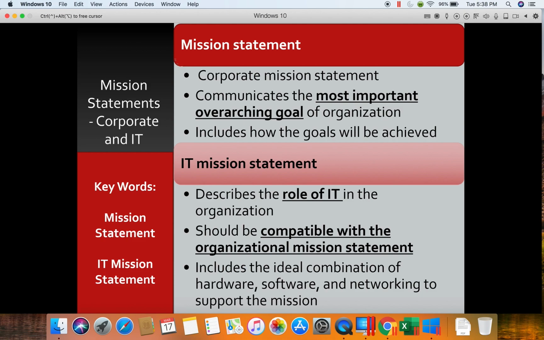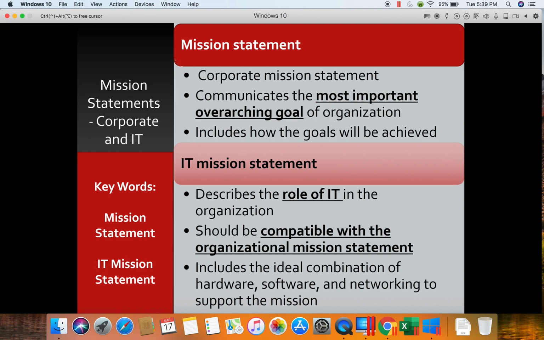A mission statement is a paragraph that communicates the most important overarching goals of the organization for the next few years. The IT mission statement needs to be compatible with that overall organizational mission statement. It defines the role of information technology in the corporation, and it is usually a paragraph or paragraphs describing that role.